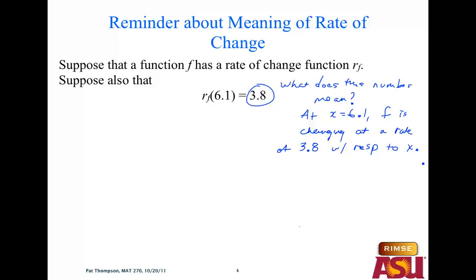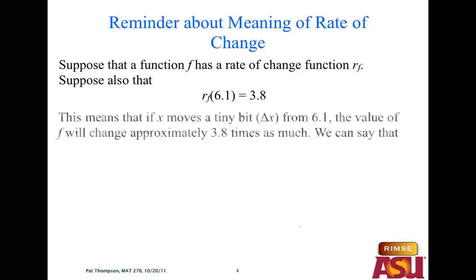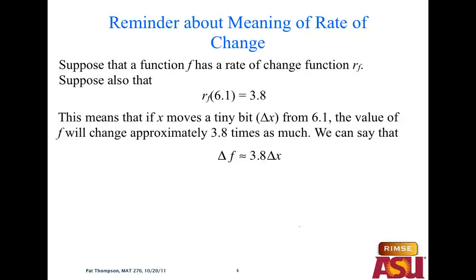Right. So for around 6.1, for every change in x, y changes how much? 3.8 times as much as whatever change in x you have. It's how x and y are changing together. So if time goes by a little bit, then whatever your changing quantity is will change 3.8 times as much as the amount of time that went by. Excellent. This means that if x moves a tiny bit from 6.1, the value of f will change approximately 3.8 times as much. And why am I saying approximately?